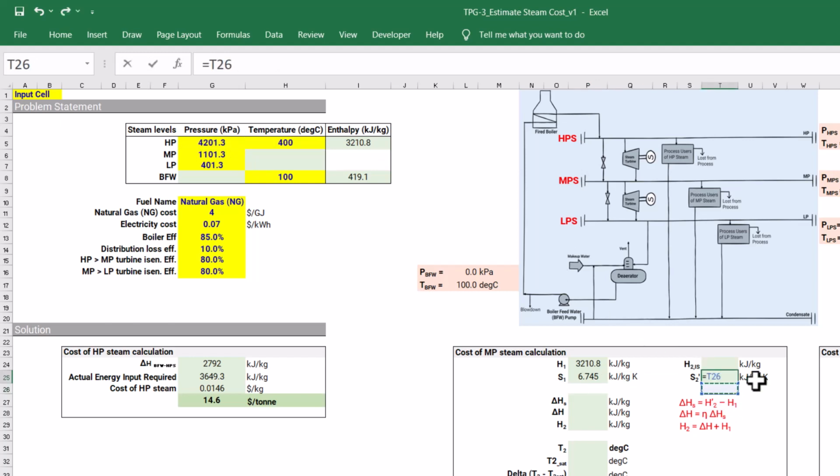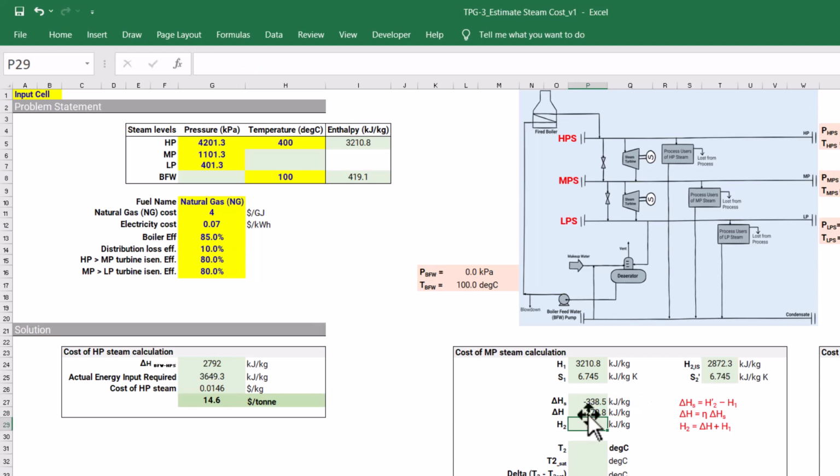So we will just take the same entropy, and here the enthalpy, we know the pressure, we know the entropy, and it is for H2O. So this is the pressure and this is the entropy. So this much kilojoules per kg. So this isentropic enthalpy change is H2 minus H1. Now the isentropic expansion efficiency that is given is 80%. So we will just multiply this number with our 80%.